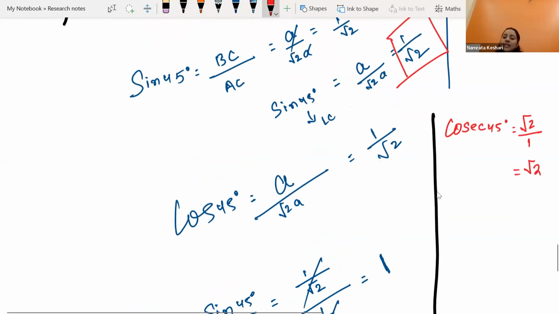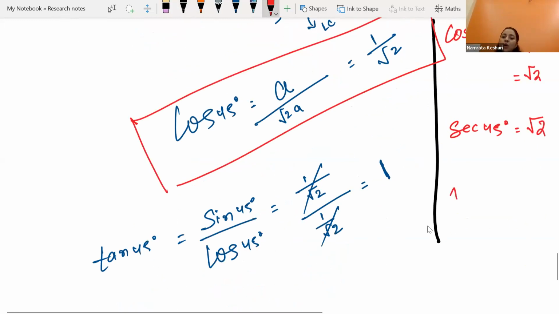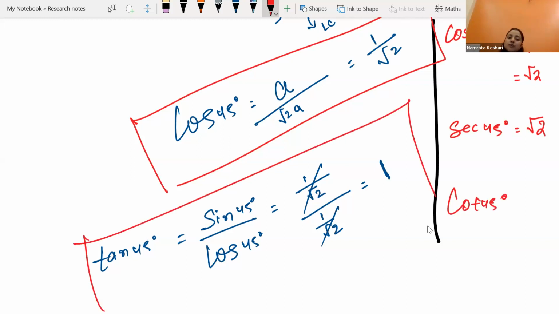Yes. Similarly, sec 45 degree. Cos is 1 by root 2. Sec is just the reciprocal of that. It is also root 2. Now cot 45. Tan 45 is 1. Cot 45 will be reciprocal of that. Reciprocal of 1 is 1 only.